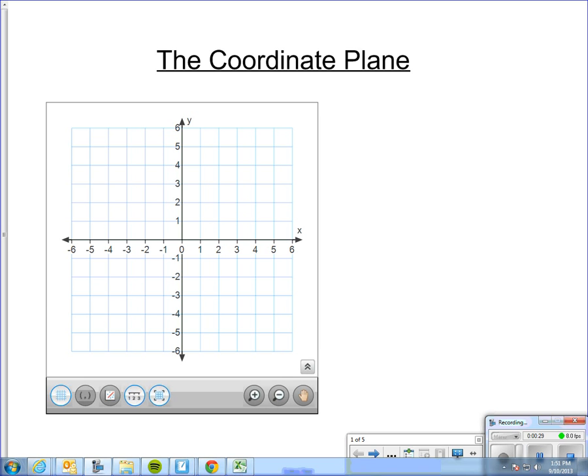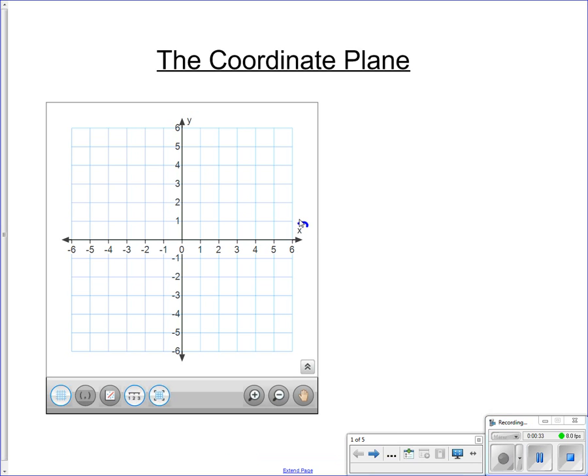A couple labels I want to talk to you about. First, I want to talk to you about the x-axis. The x-axis, as you can see, I have the x right here, so that's my x-axis, and that is a horizontal line, and that is this line right here. That is my x-axis. And then the other axis I want to talk about, and it's labeled at the top here, is this y. That's my y-axis. That is my vertical axis, and that goes up and down. And you can see that they intersect.